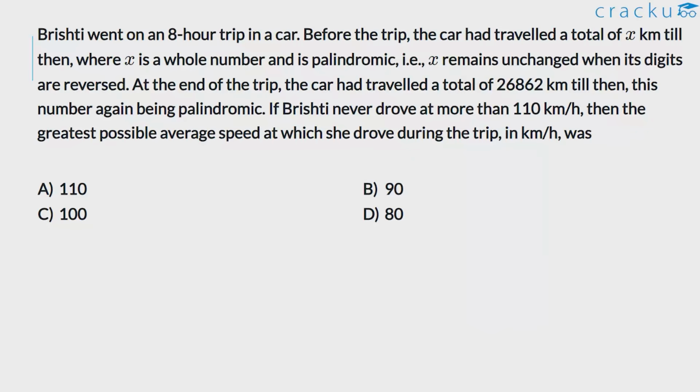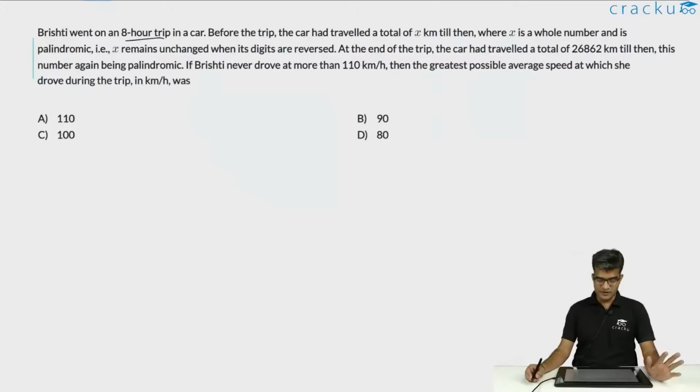In this question, we are told that Brishti started an 8-hour trip in a car and she saw the meter reading, which was a whole number that is also palindromic. After she finished the trip, the total distance traveled is 26,862, which also is palindromic.